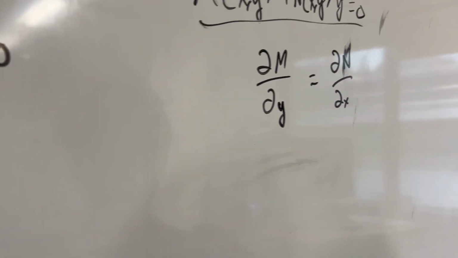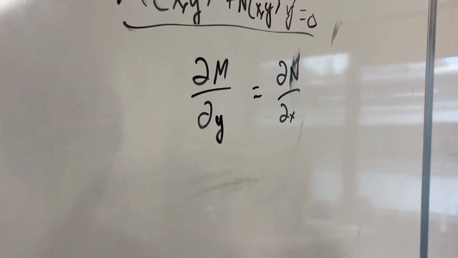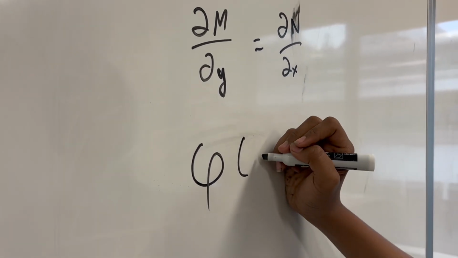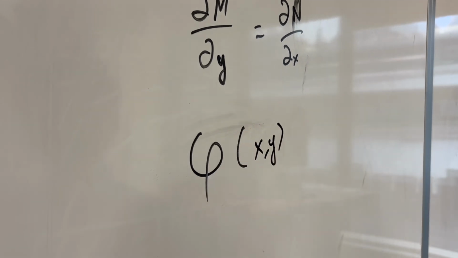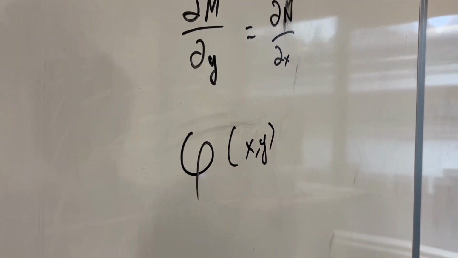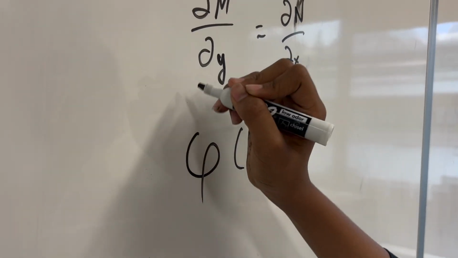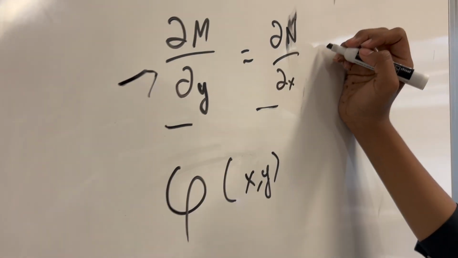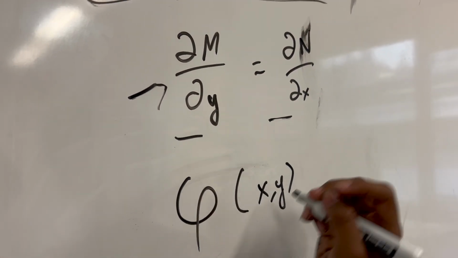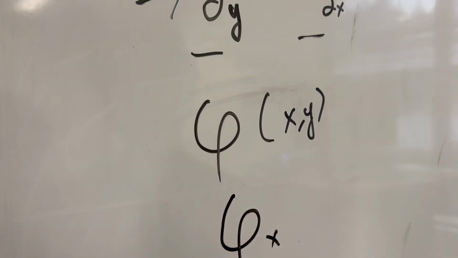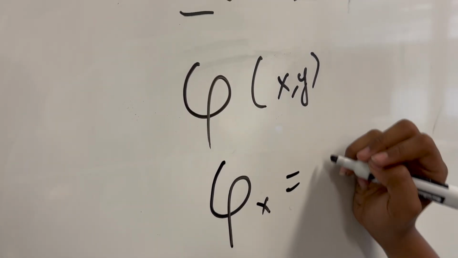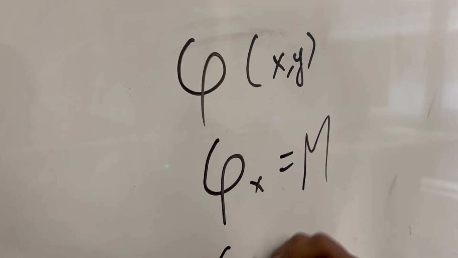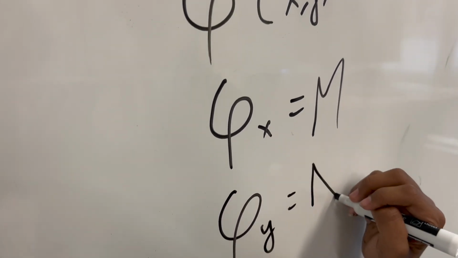Now let's actually try solving this. What we do is we use the potential function, which I'm going to symbolize with phi. Essentially it gives us an easy way to calculate this. First of all, we have to verify that this is true. Once we verify that it is in fact true, then we want some hypothetical phi such that the x partial derivative of phi is equal to M and the y partial derivative of phi is equal to N.